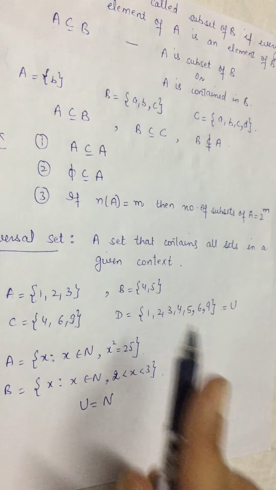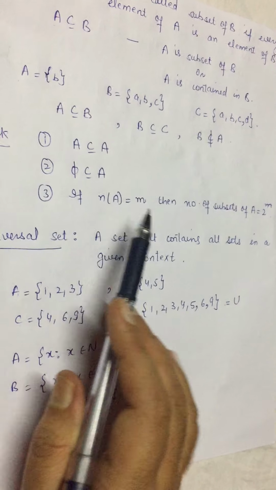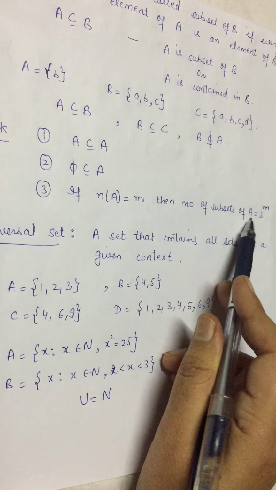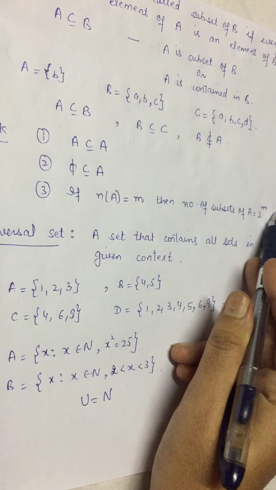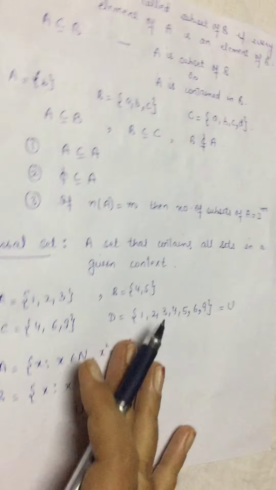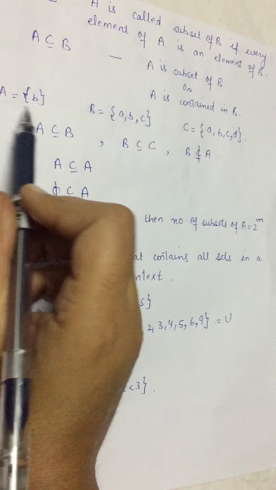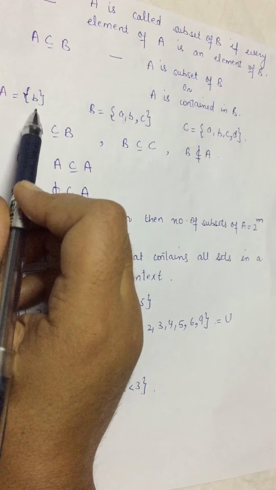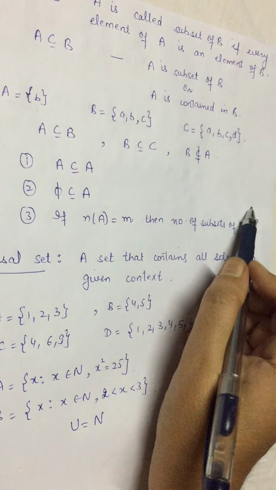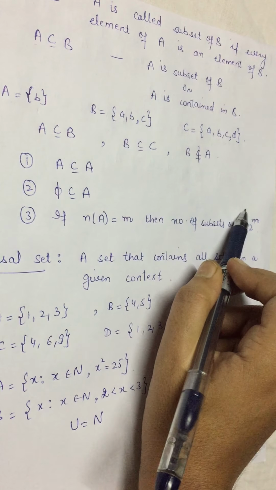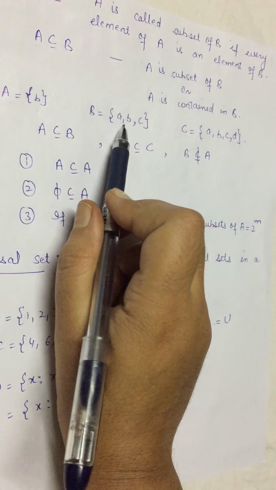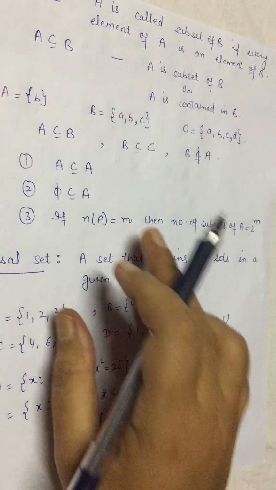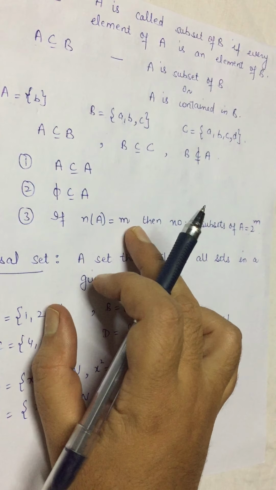The third point is if number of elements in A is m, then total number of subsets of that set will be 2 raised to power m. So here if I have set A, here number of elements is 1, then its total number of subsets will be 2 raised to power 1. So it will have 2 subsets. Similarly for B, I will have 2 raised to power 3, that is 8 subsets. I will explain this more in power set.